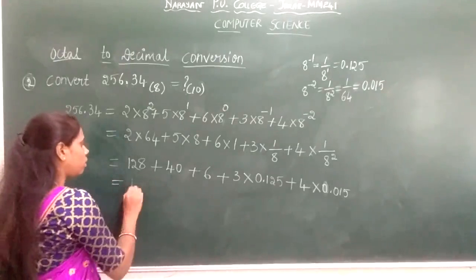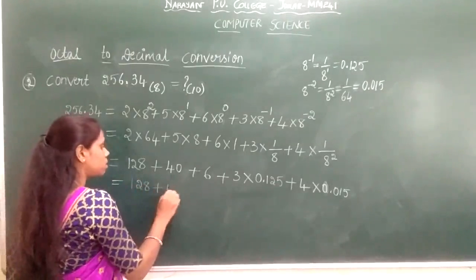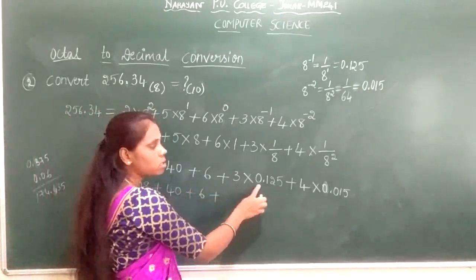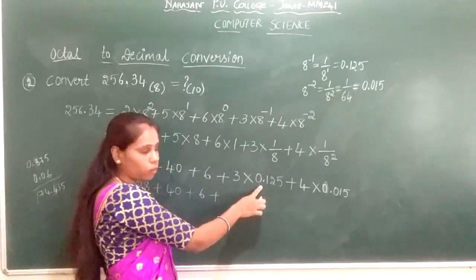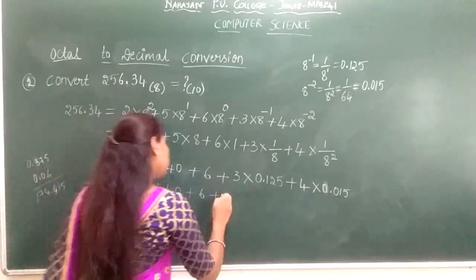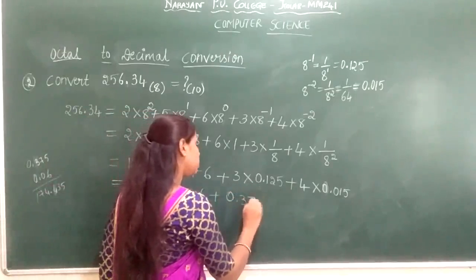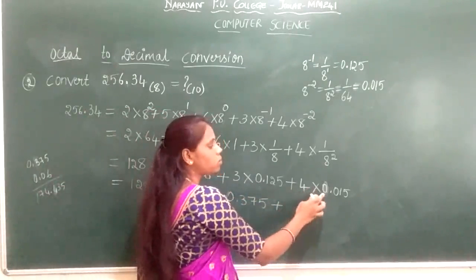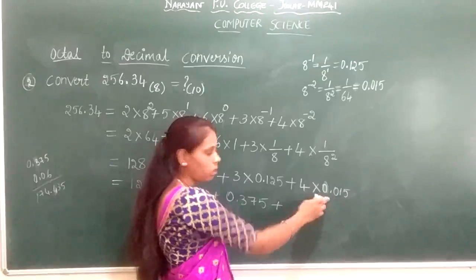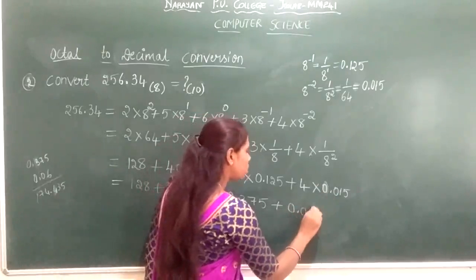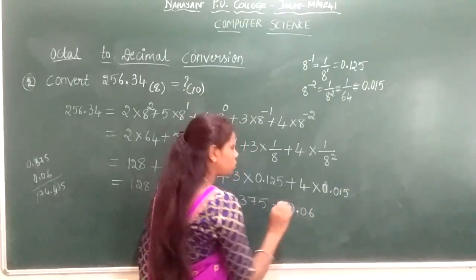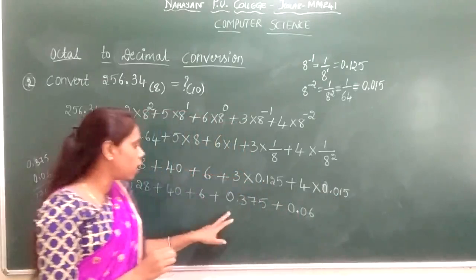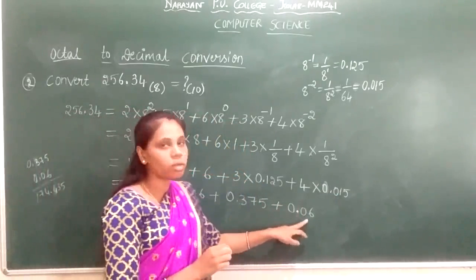Again, 128 plus 40 plus 6 plus 3 into 0.125. Multiply these two terms, you will get 0.375. Next you have 4 into 0.015, that will be 0.06. So take your calculator and multiply these terms, you will get 0.375 plus 0.06.